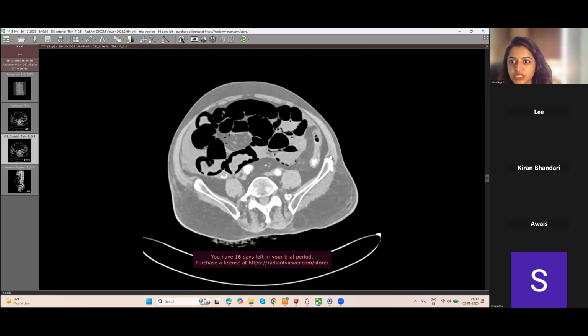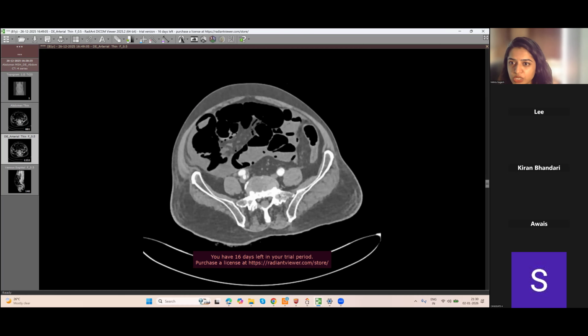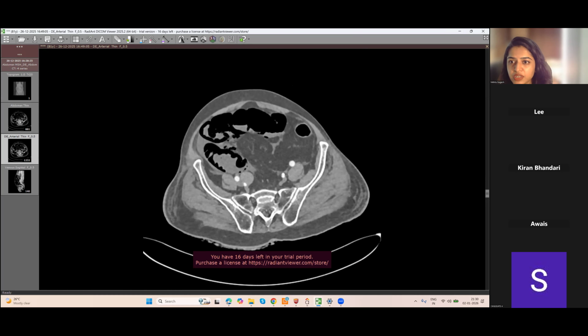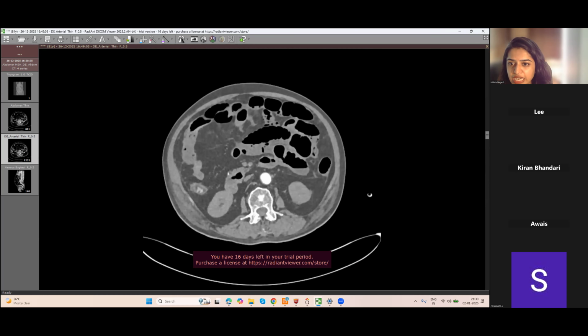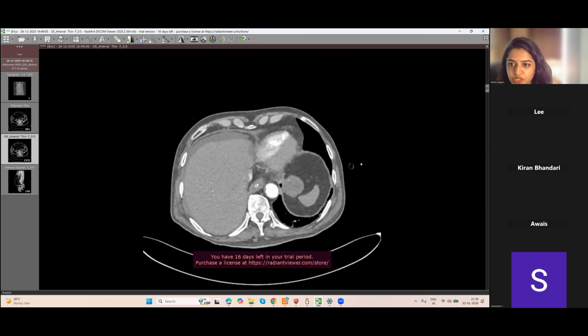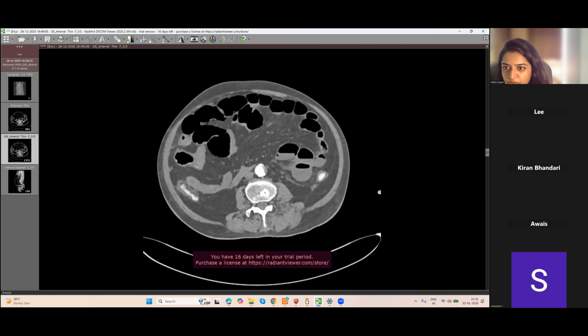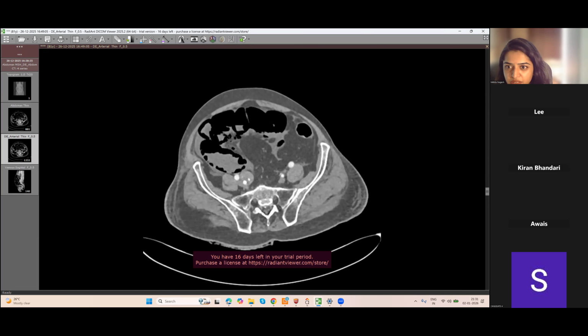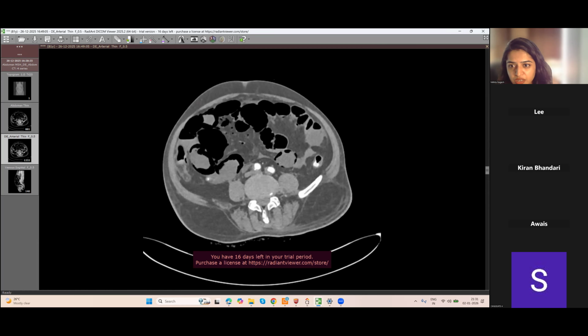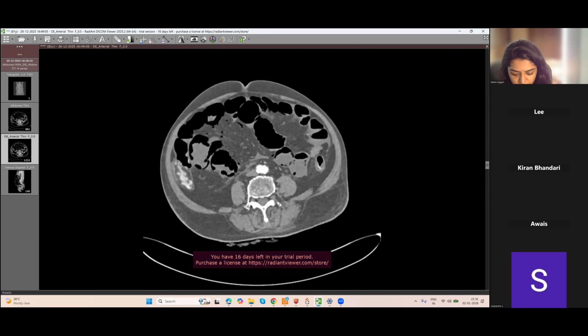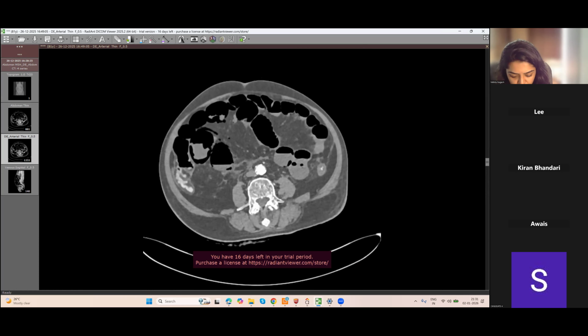So coming to this, this part you did well. You picked up all the findings. Even though you had some scrolling difficulty, you still picked up the pneumatosis, the portal venous gas, and also the thrombus. So findings wise, I think you did well in the CT. You were looking for pneumoperitoneum also in the lung window. That was fine.